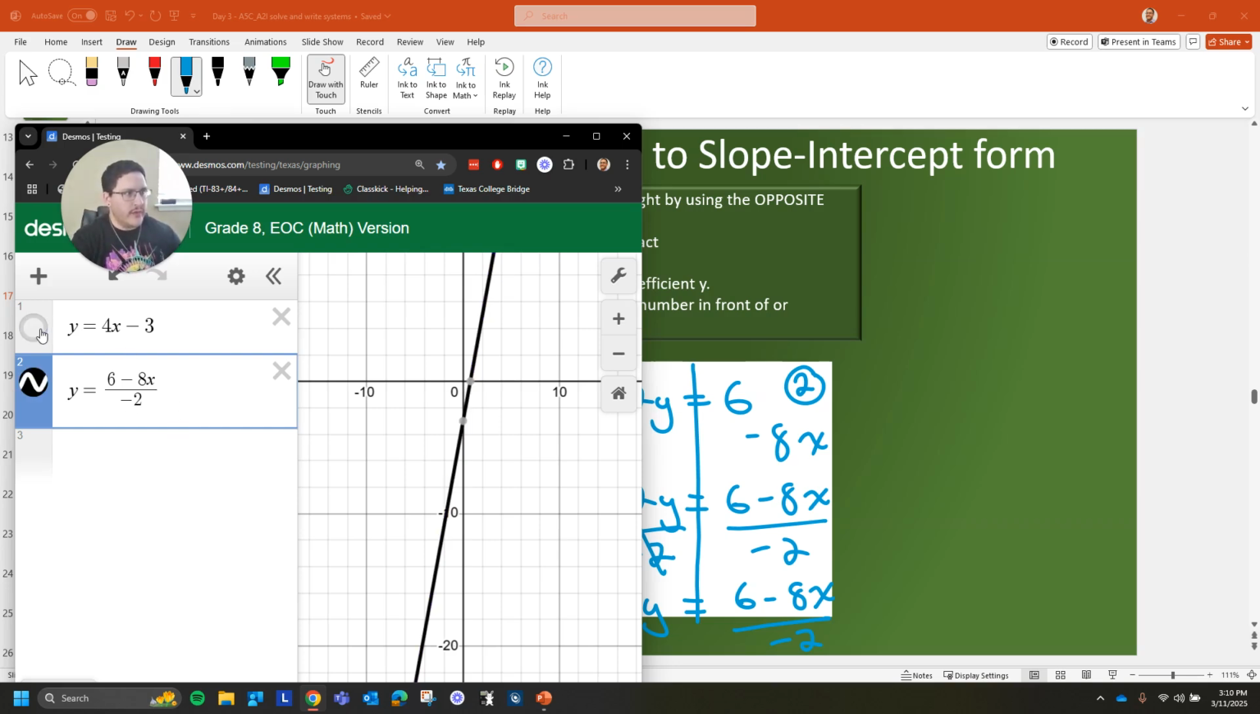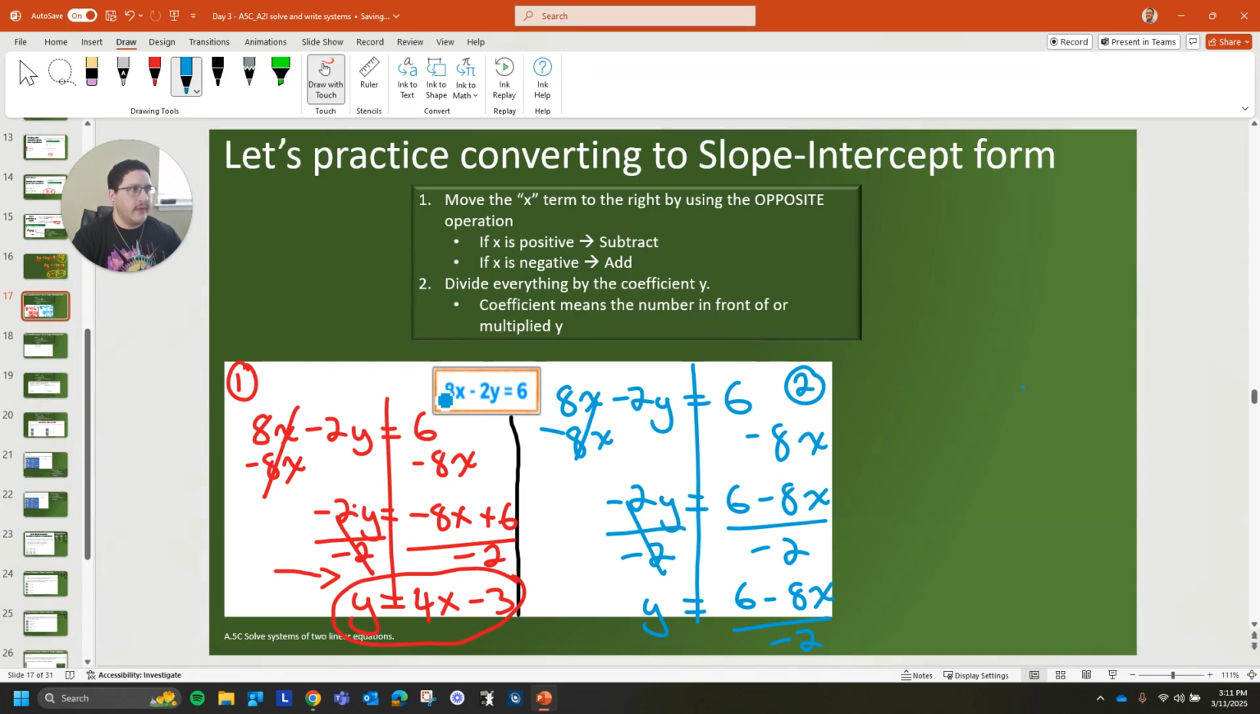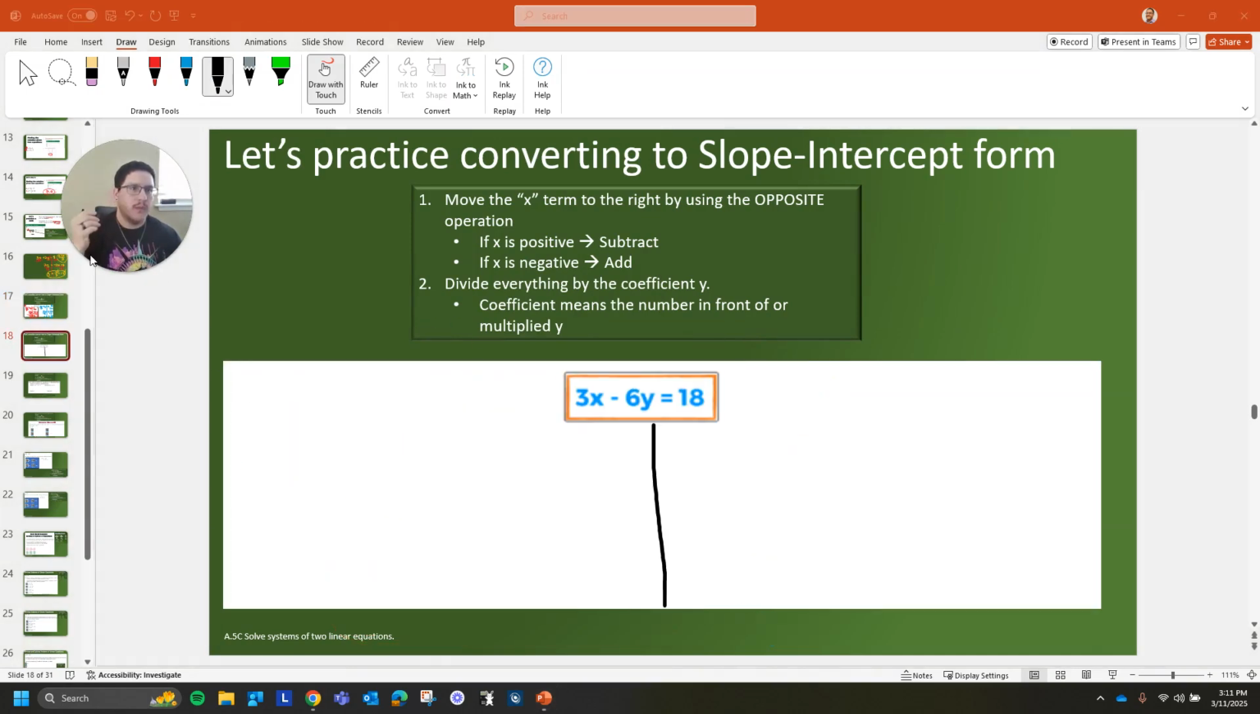And notice when I switch these lines out, it's the exact same line. Okay, so either one is appropriate. However, the slope-intercept form provides some other information about slope and y-intercept if you need it. Okay, so that's this example.